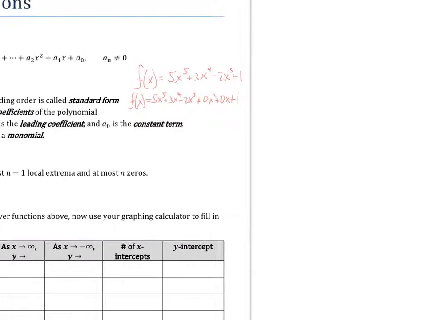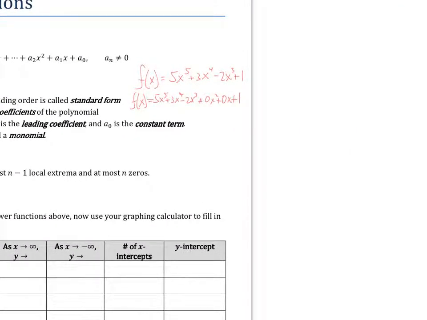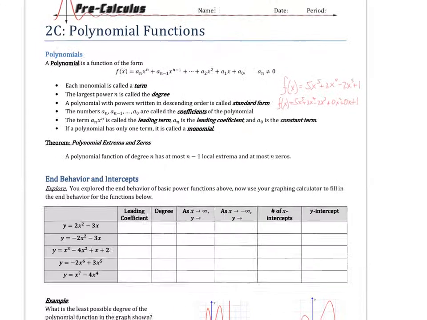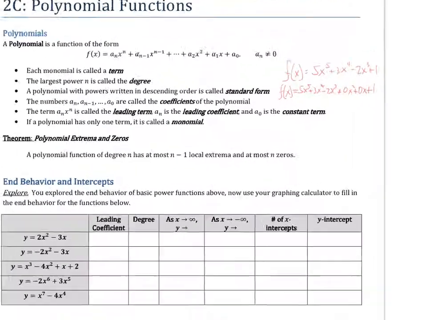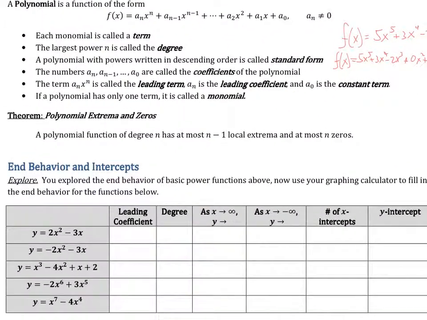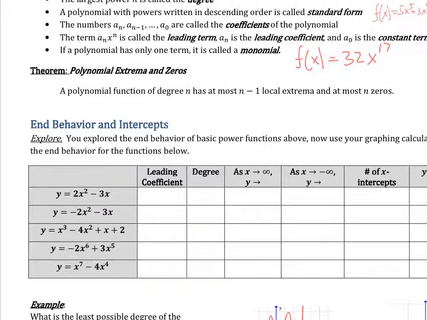And this number down here at the end that doesn't have a variable with it is called a constant term. Okay? If we just have a single term, it's called a monomial. So a monomial is something like f of x equals 32x to the 17th. Monomial, one term.